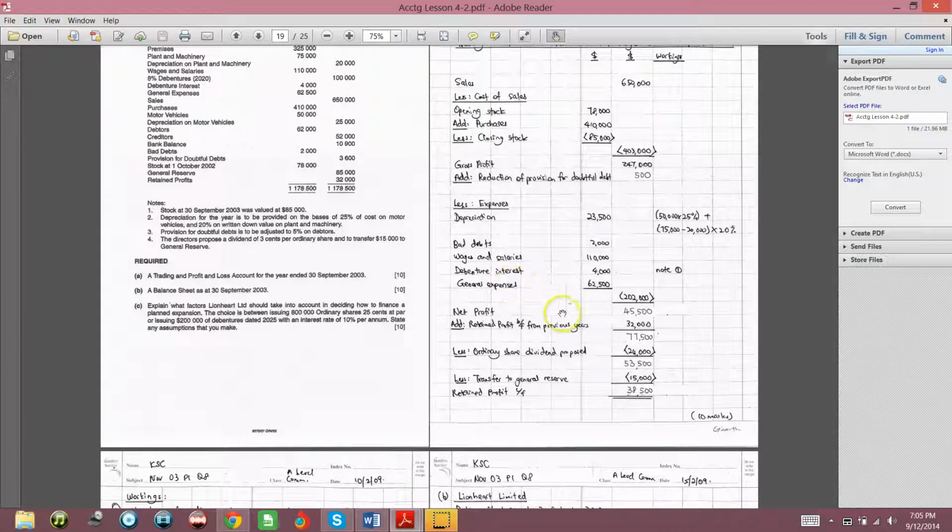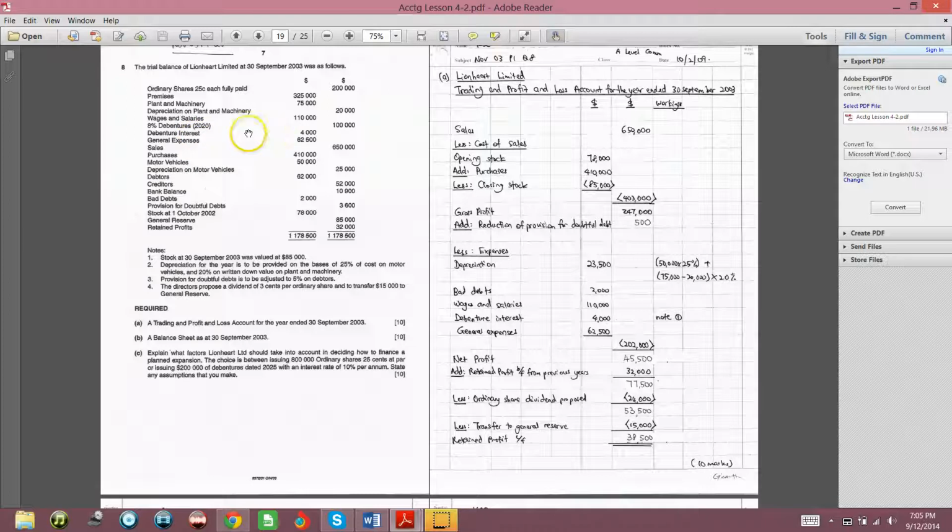So they could be testing me on my knowledge of what 8% debenture interest is, and I don't know whether it could be that this debenture was issued in the middle of the year. That's why the debenture interest is only 4,000. Or is it that the debenture was issued at the beginning of the year, and therefore the debenture interest is supposed to be 8,000, 100,000 times 8%, and 4,000 remains unpaid. So I don't know. So I have to write an assumption.